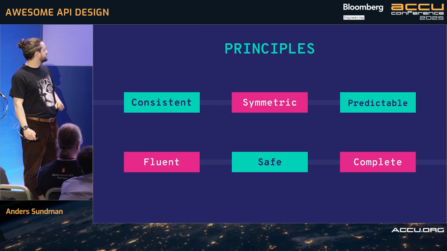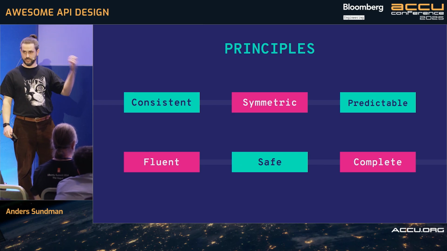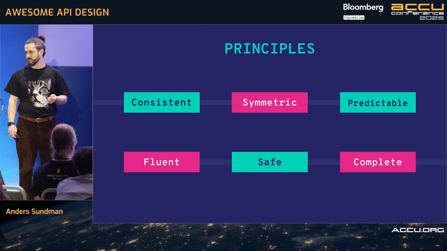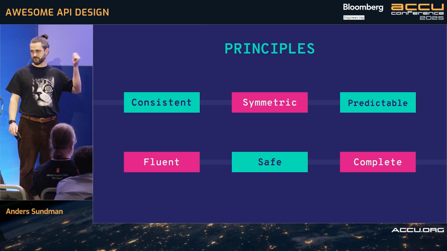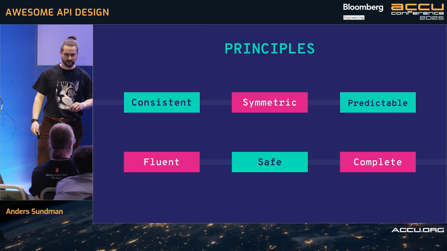All right. These are some prisms that you can use to view your API through. Please do that and see what you come up with. How are you scoring on all of these? Take them to your API and check them out.